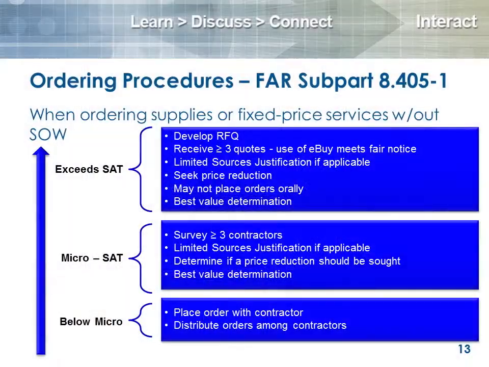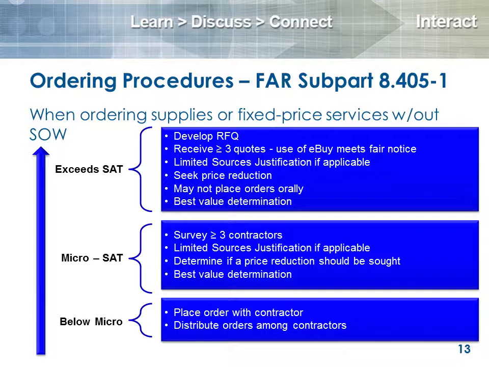All right, so LSJ, if it's applicable, determine if a price reduction is sought. Determine, because it's not mandated since you're under 150. All right, best value determination, make your award. But if you're above simplified acquisition, you do develop an RFQ, a request for quote. And then your goal is to get 3 quotes. And it has a statement there. It says use of e-Buy meets fair notice, if you will.